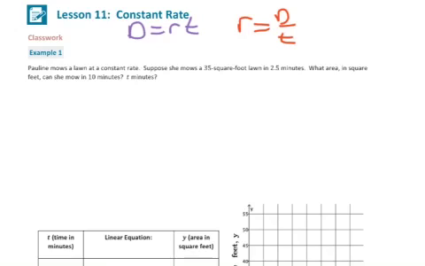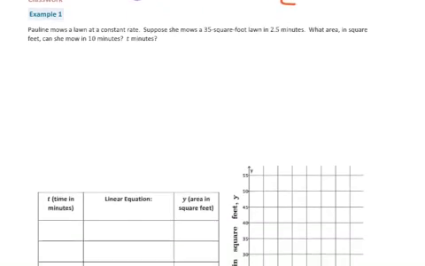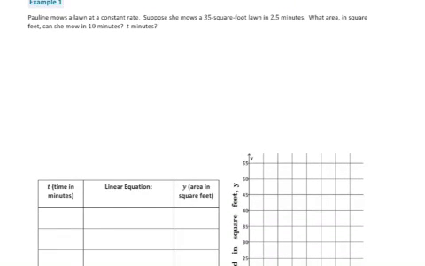In today's lesson, though, we're going to be showing you the equation, the table, along with the graph dealing with the constant rate. So let's take a look at our first example. It says Pauline mows a lawn at a constant rate. Suppose she mows a 35 square foot lawn in 2.5 minutes. What area in square feet can she mow in 10 minutes?